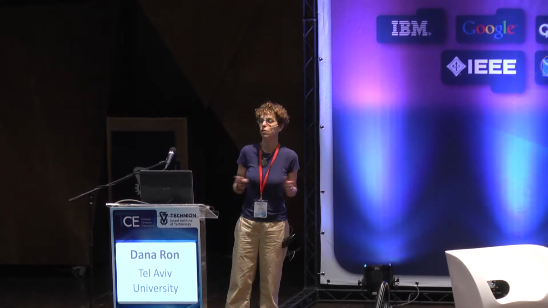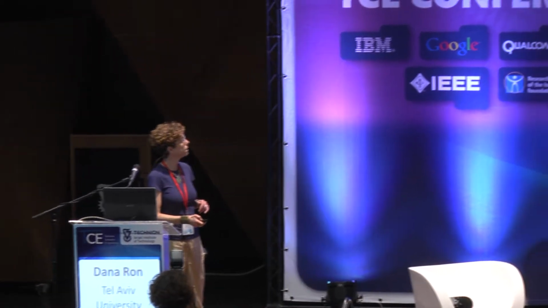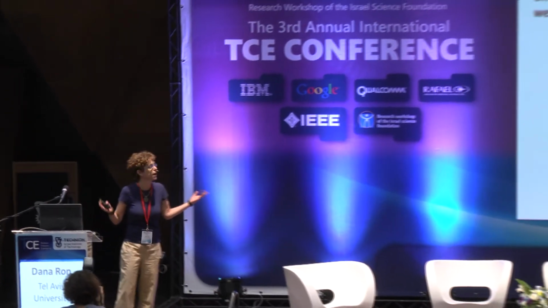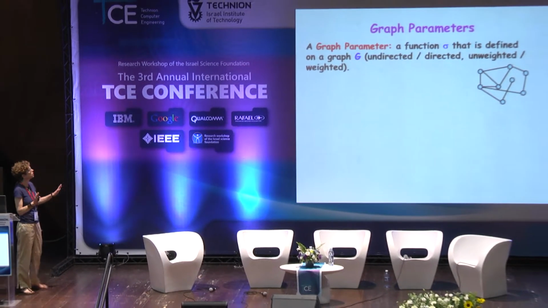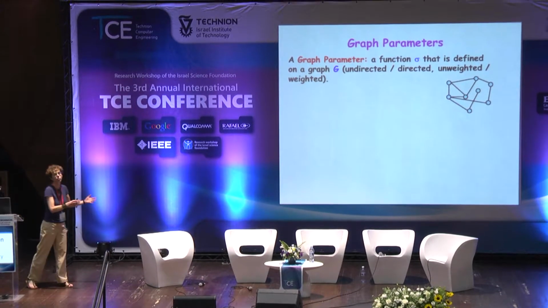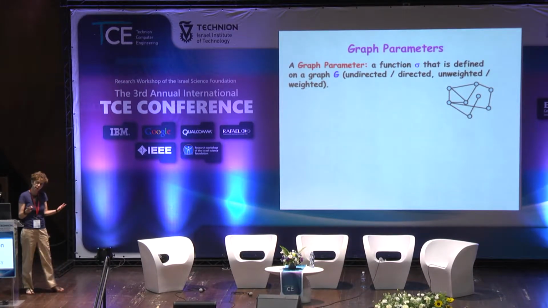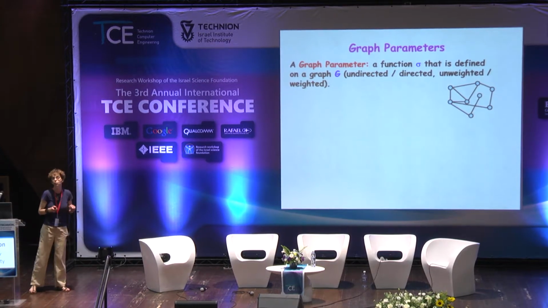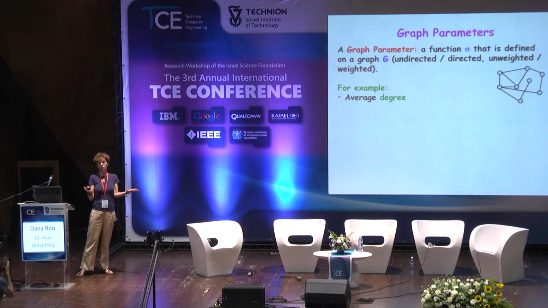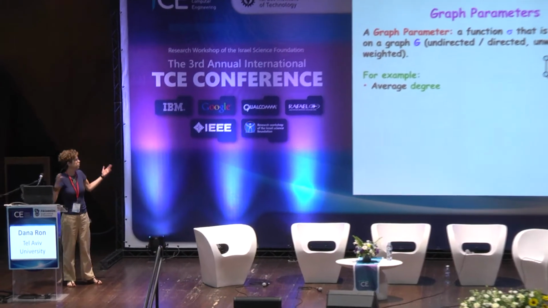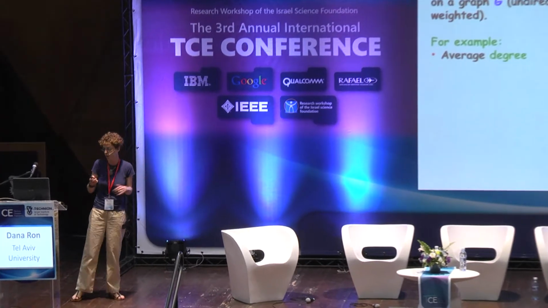As the title of this talk says, I'll talk about sublinear algorithms for approximating graph parameters. Let me start by saying what I mean by graph parameters. Basically, a graph parameter is any function that maps a graph to some value. I'll talk about undirected graphs, though you can talk about directed also, and I'll talk both about weighted and unweighted graphs. For example, you might want the average degree. That's maybe the most basic function or parameter that you can think of.